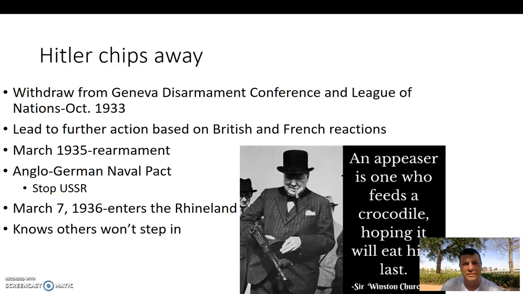In March 1935, he begins to rearm Germany. And the other countries say, well, he's just defending his homeland. And then the Anglo-German Naval Pact happens in 1935, 36. And this is a complete shock, really. Basically, Britain says you can have a navy, but it has to be no more than 35% of the British Navy, which obviously is the biggest in the world at this time. So it's still a considerable force.